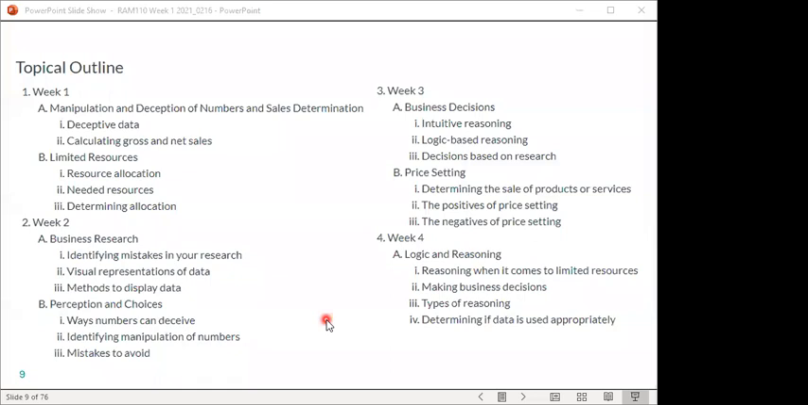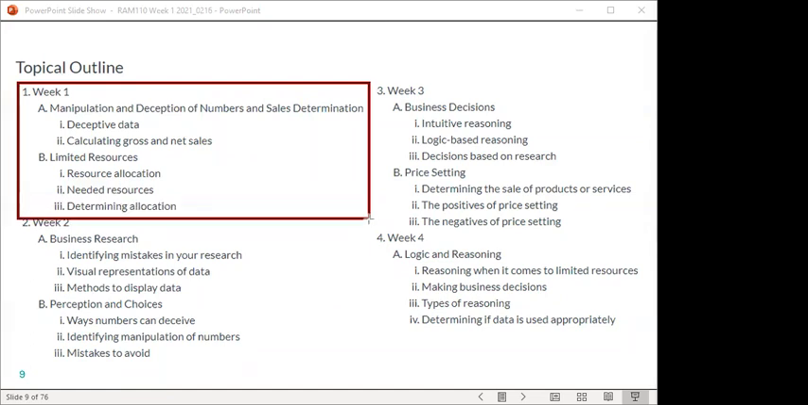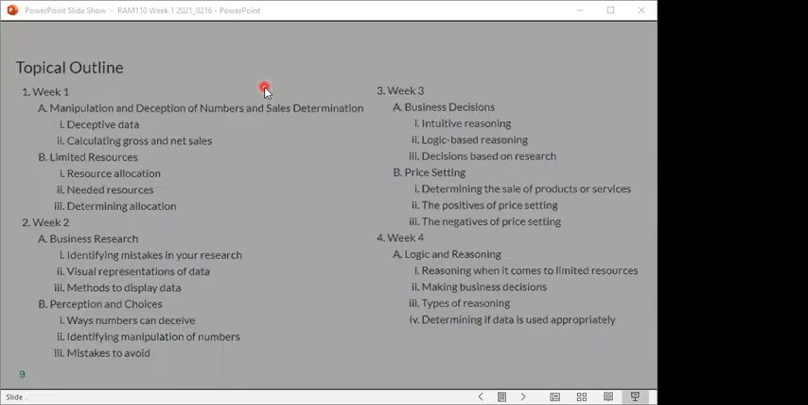All right, and here's all the topical outlines. Again, you can find this in the course information on our course dashboard, but I just wanted to present it to you in this first PowerPoint and live lecture, just so you'd have it. 4 weeks with lots to talk about. And this week, our focus is manipulation and deception of numbers and sales determinations. And then, of course, working with limited resources. So those will be the 2 main topics for today, and we'll go through that in detail enough for you to be successful and create a foundation for your learning for week 1.